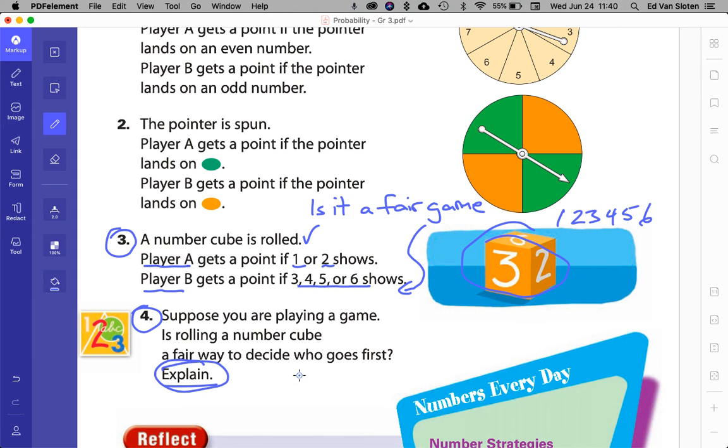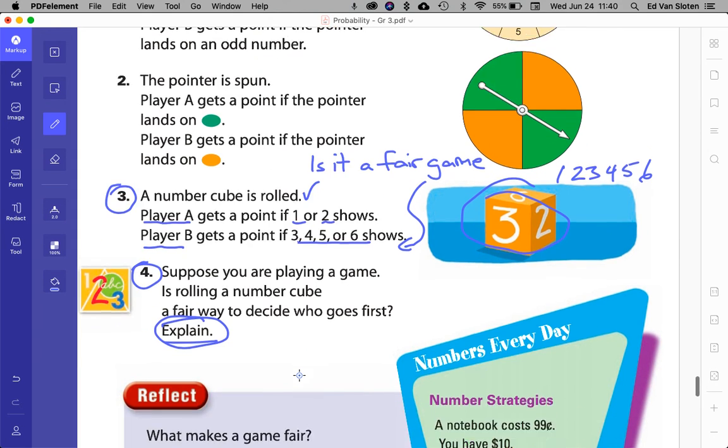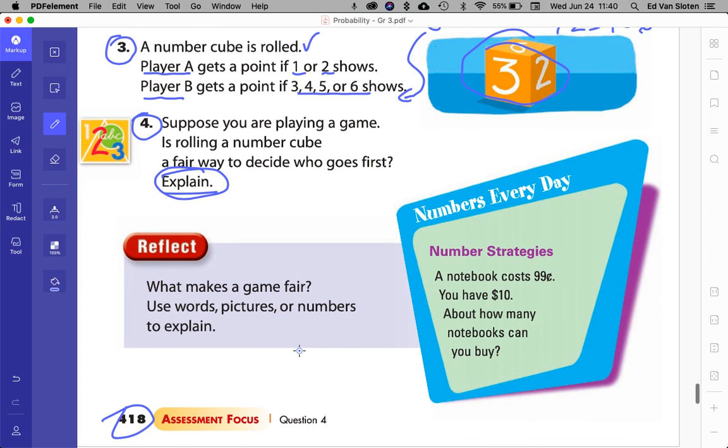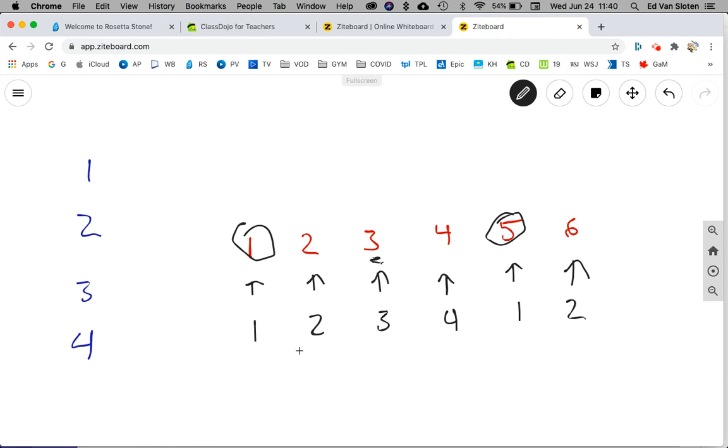All right, and that was a great question. Questions 3 and 4 on page 418. Thank you to the student who gave me that wonderful question to start.